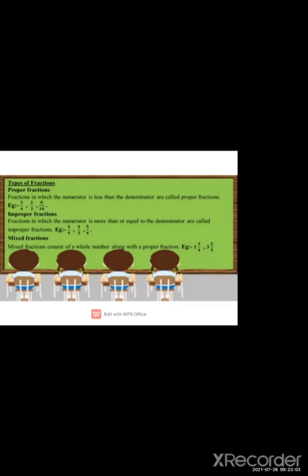First is proper fraction. Proper fraction means a fraction in which the numerator is less than the denominator. Proper fraction means what? When the numerator is less than the denominator. See, an example is given: 3 upon 4. It means the numerator is less than the denominator. The denominator is bigger and the numerator is less, so it is a proper fraction. Whenever the numerator is less than the denominator, it is known as a proper fraction.